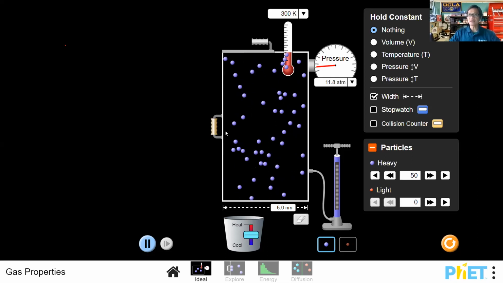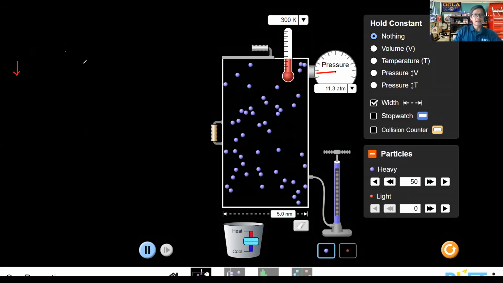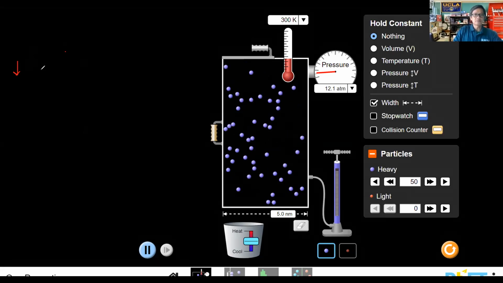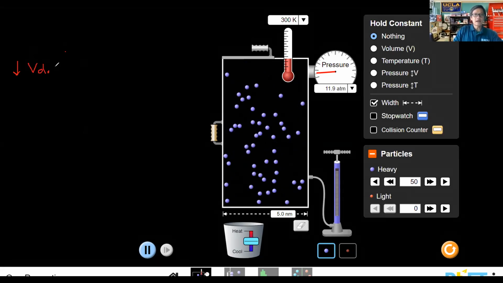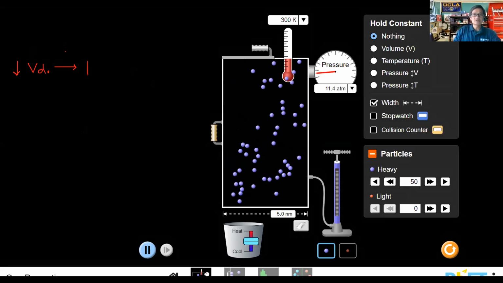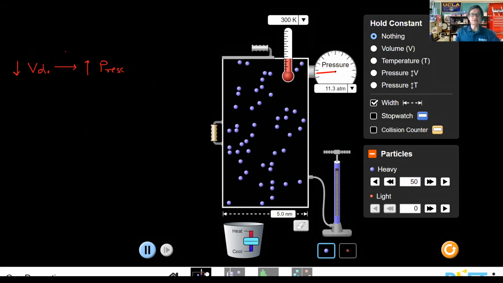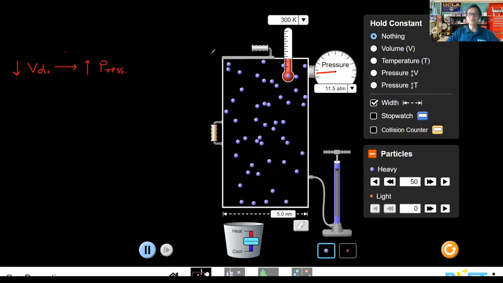And so as we made the volume smaller, let's go ahead and make our observation here. As the volume dropped, what happened? The pressure went up. We had an increase in the pressure as a result of a decrease in the volume. Well, let's go ahead and do the reverse.